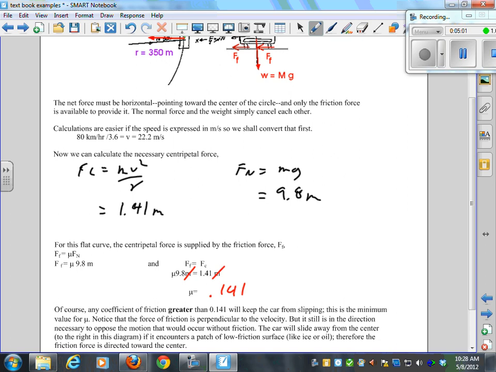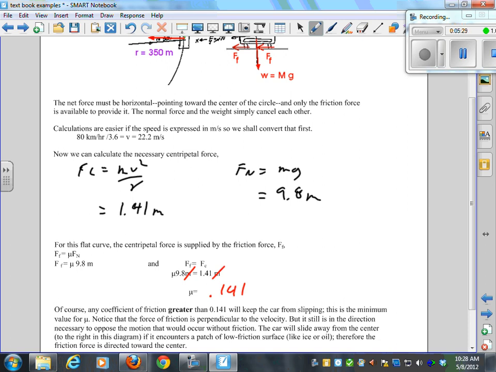So the coefficient of friction must be 0.141 or greater for the car to go around that curve. Does it matter how big the car is? No, it does not. Because think about it: the bigger the mass of the car, the more it pushes down, which means it pushes up more, which means there's more friction. But because it's bigger, you've got a bigger centripetal force. So it all works out.